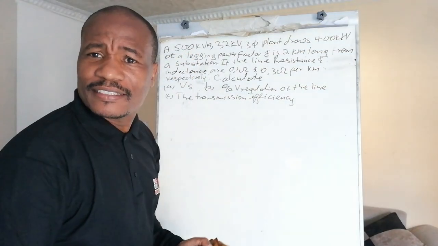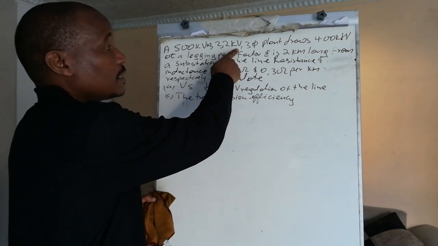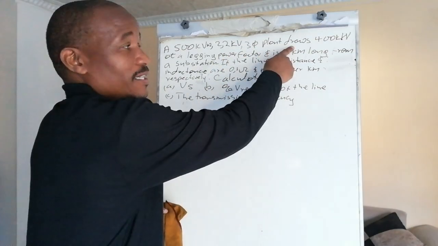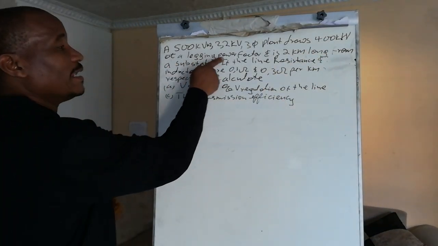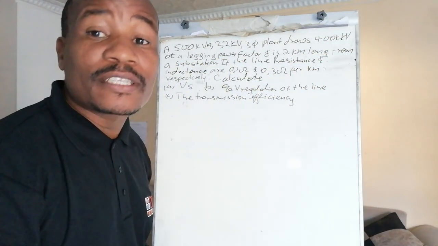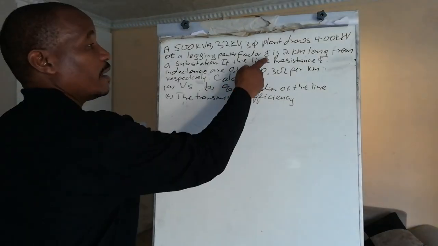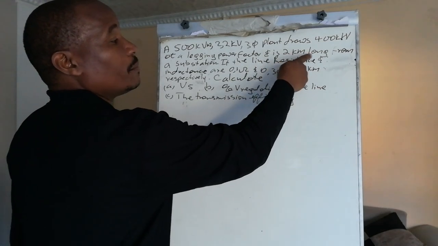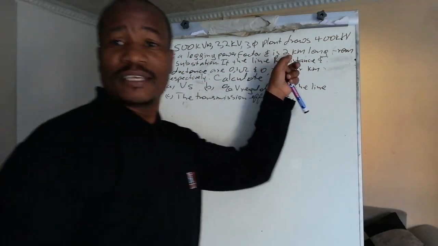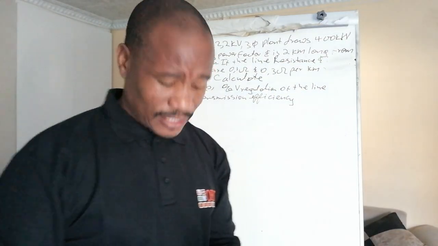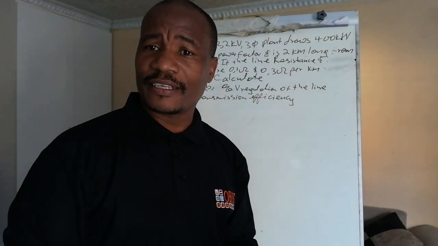But yeah, a 500 kVA, that's the rating, 2.2 kilovolts, three-phase plant, draws 400 kilowatts at a lagging power factor. You are not given that lagging power factor. Of course, we will calculate it. And it is 2 kilometers long. That transmission line is 2 kilometers long. What does that mean? It is a short transmission line.